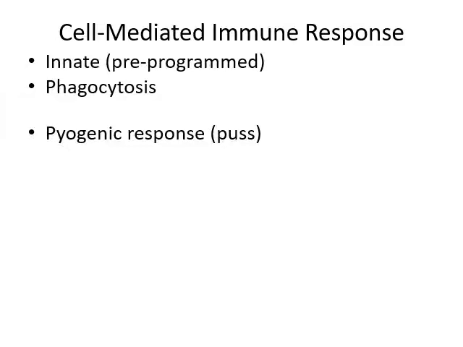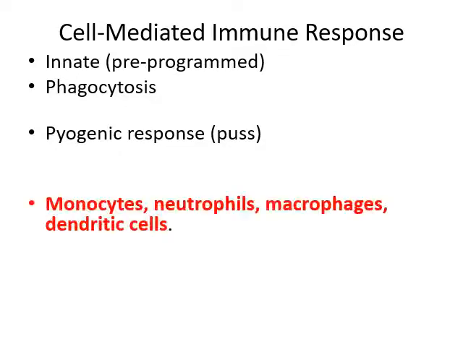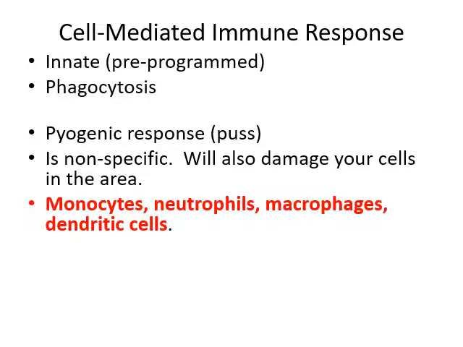Okay, so just to drive this point home, the innate immune response is pre-programmed and takes no time at all. It involves phagocytosis, for instance. The pyogenic response is part of the innate immune response, and it's characterized by the formation of pus. These are the cells that carry it out: phagocytes such as monocytes, neutrophils, macrophages, and dendritic cells. It is nonspecific, so it will also damage your own cells in the area, kind of like the riot police.